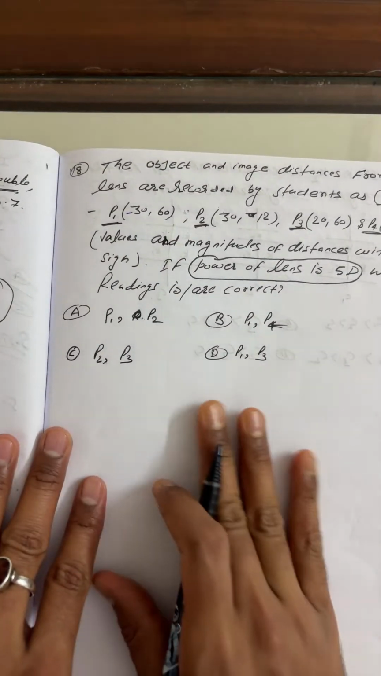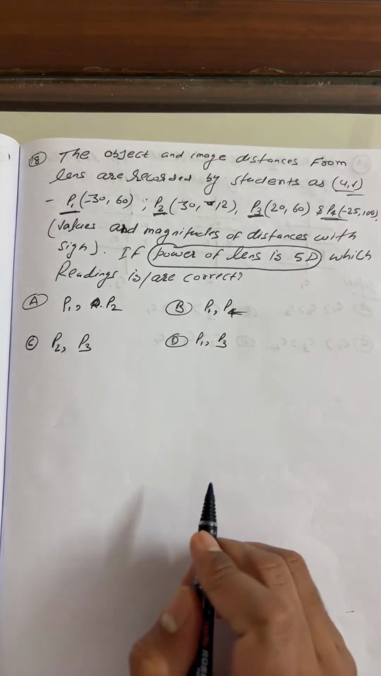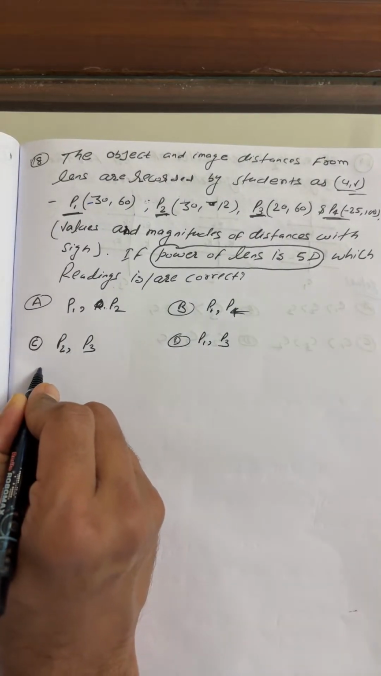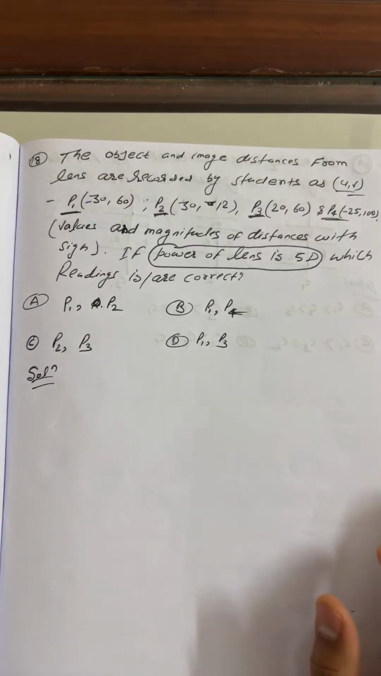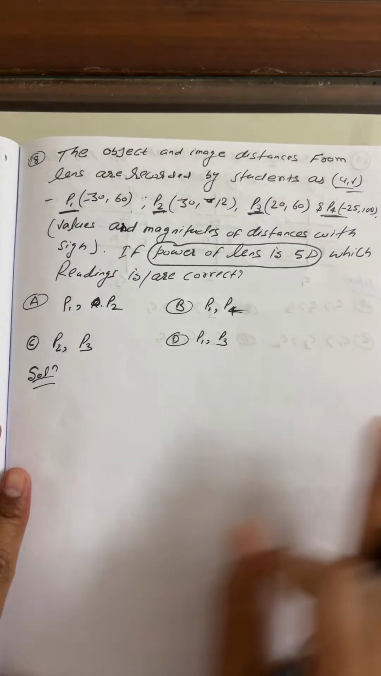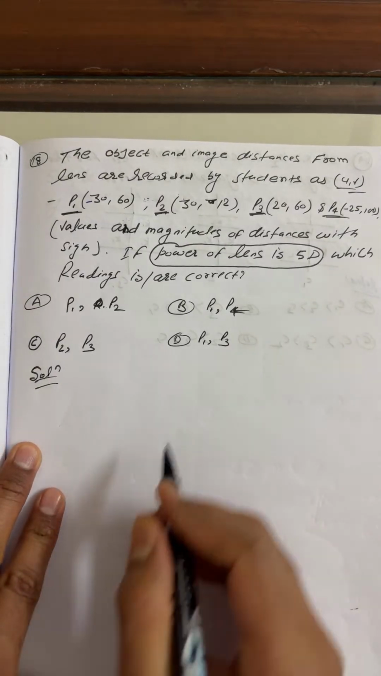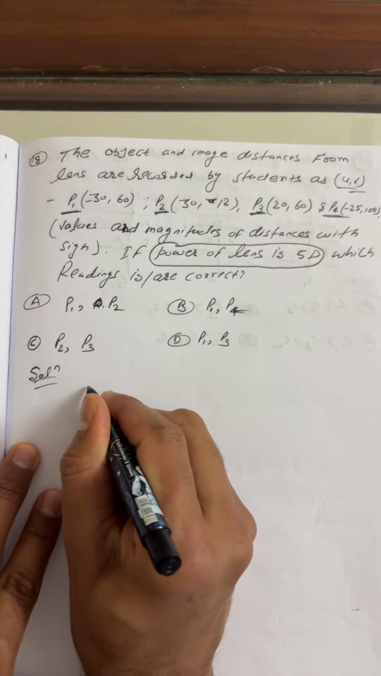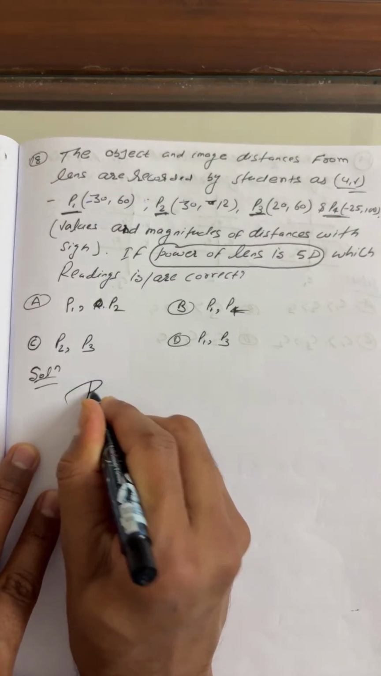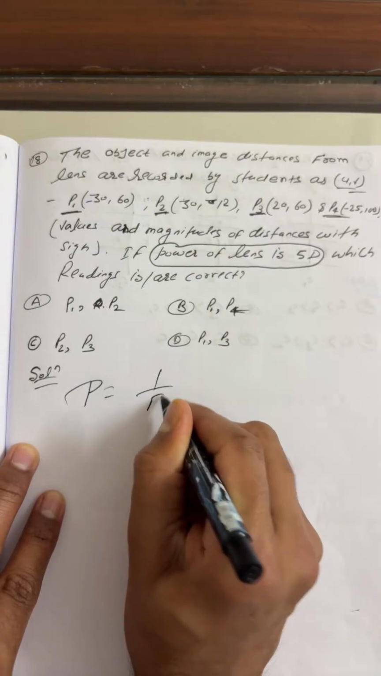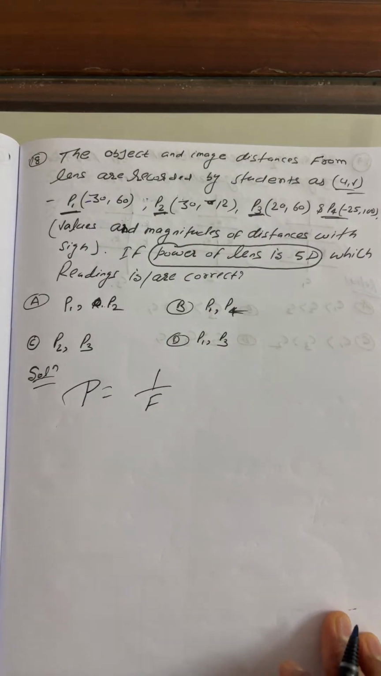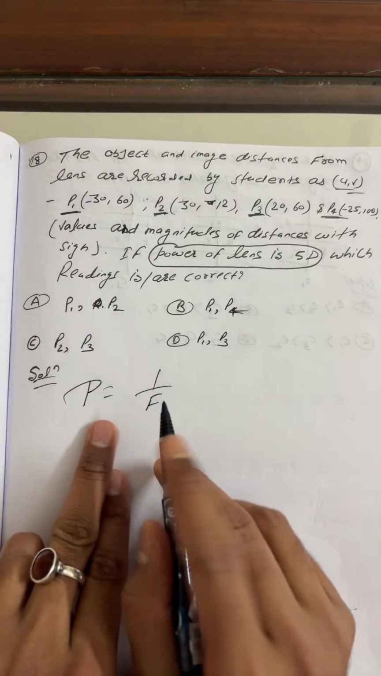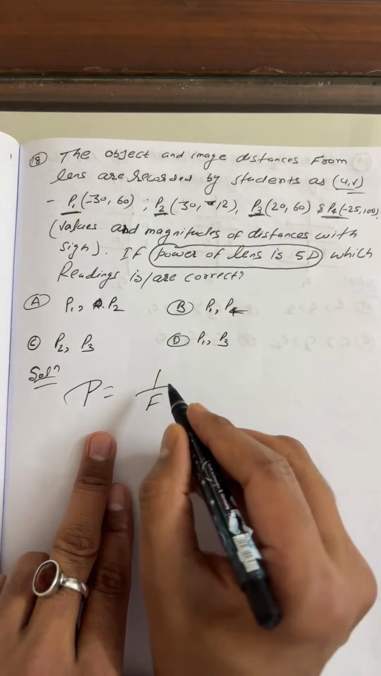Further you can solve here, and we will get the answer among the options. Have a look at this question here. Power is mentioned. This question is again a part of hit and trial, or you can just do all the parts slowly. First I'll find the power formula, I hope all of you remember. P is 1 by F, with F in centimeter.